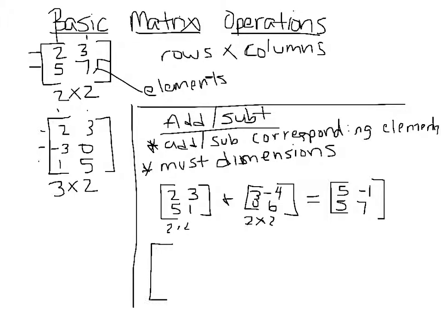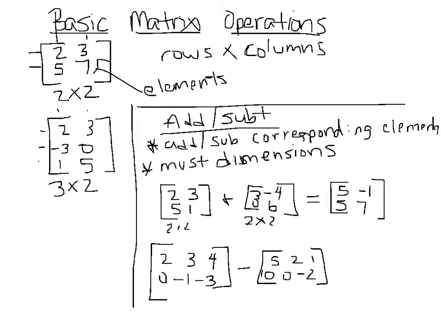So here I'm going to give you, let's say, 2, 3, 4, 0, negative 1, negative 3, minus 5, 2, 1, let's say 10, 0, negative 2. Okay, so if we look at this first matrix, this is 2 rows by 3 columns, so this would be a 2 by 3. This one is also 2 rows by 3 columns, so it's another 2 by 3.